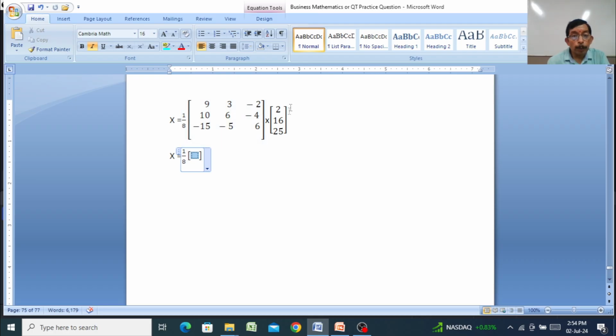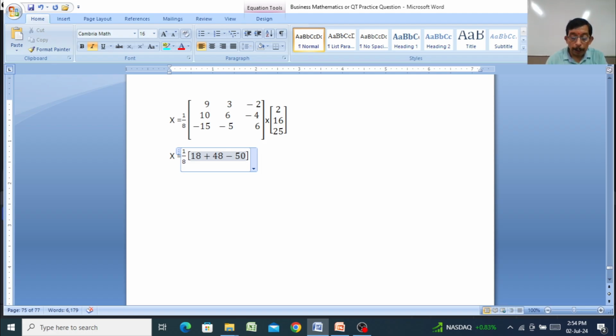Now first row multiplied with the first column. 9 multiplied by 2, the value is 18, note down 18. The first row second element is 3, and the corresponding element is 16, then 16 times 3 is 48, note down 48. Then taking the sign of minus, 2 is multiplied by 25, the result is 50, note down 50.